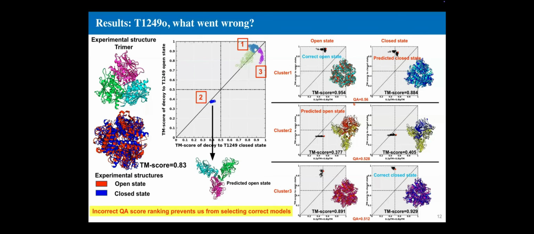If we check the model from cluster 2, you can see this structure is very extended, so we believe this is the open state, and we select the model from cluster 1 as the closed state. However, if we check the experimental structure, the open state should come from cluster 1, and the closed state should come from cluster 3. For cluster 3, you can see the confidence score is slightly worse than the wrong cluster, cluster 2. So this target shows that incorrect QA score ranking prevented us from selecting the correct model.